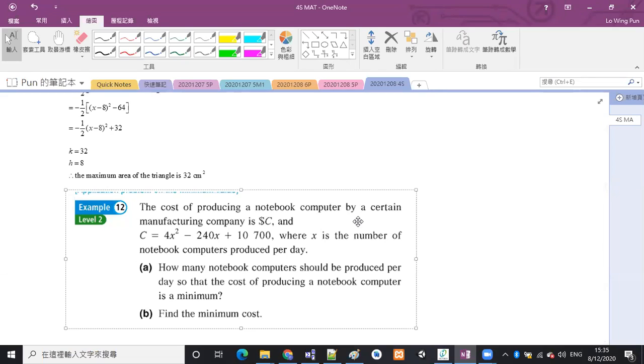Part A, how many notebook computers should be produced per day so that the cost of producing a notebook computer is a minimum? I want to minimize the cost. That is minimize the C. Okay, and C is already the subject now, so that is okay.